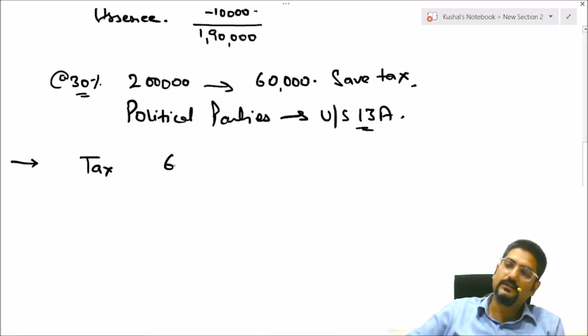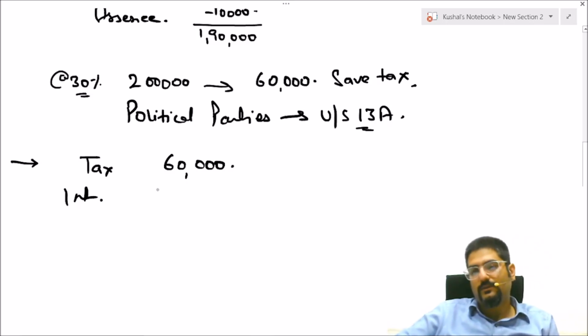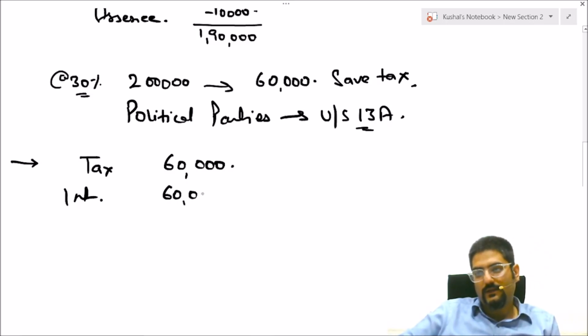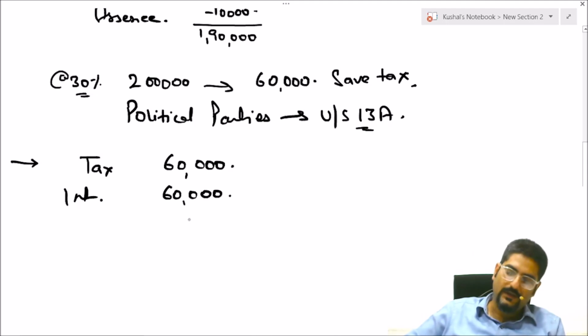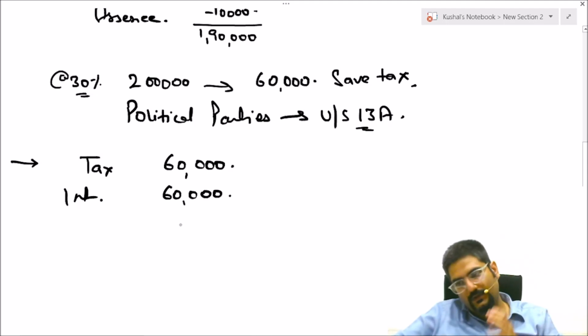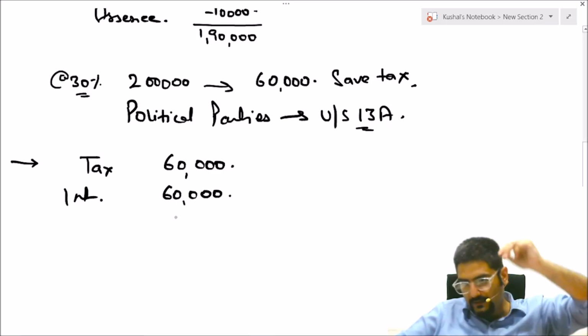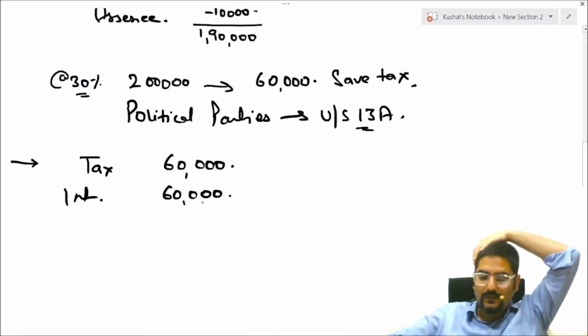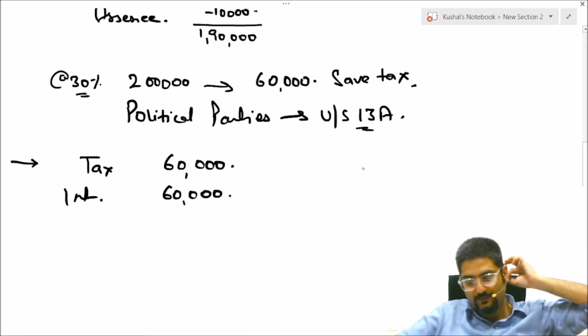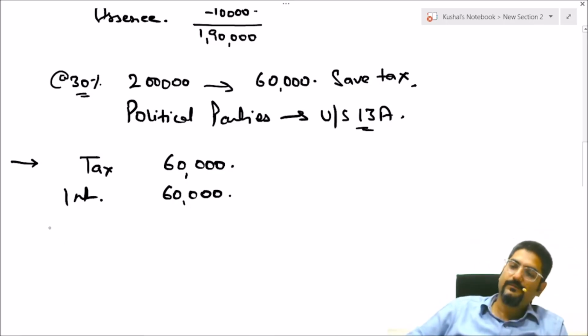First is tax at the rate of 30%, that is 60,000 rupees. Since the case pertains to AY 2019-20, approximately an equivalent amount is the interest, right? Interest for the years 2021, 2022 and 2023. So interest under section 234B/C will approximately come to 60,000 rupees.